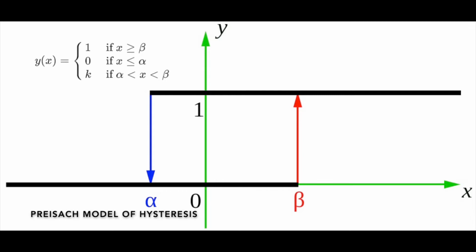As we increase x, the output remains low until x reaches beta, at which point the output switches on. Further increasing x has no change. Decreasing x, y does not go low until x reaches alpha again. This system of conditions takes the path of a loop, where the next state depends upon its past state.